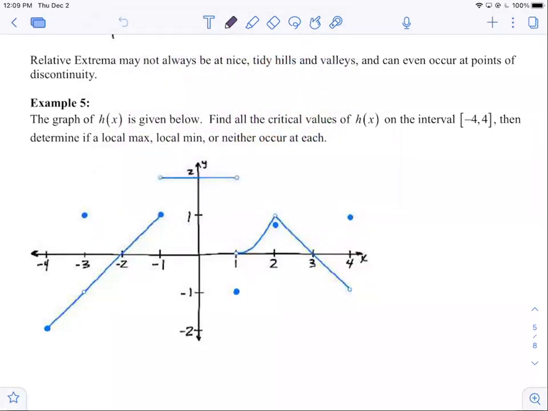All right, example five. We got the graph of h of x given below. Is it continuous? Look at it. Is it continuous from negative 4 to 4? Oh, no, it's not. So what we want to do is, from left to right, find every critical value, and then at each critical value, determine if there's a local max, a local min, or neither.